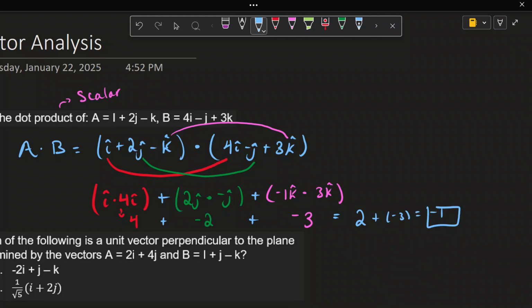And remember, if you get an answer that is a scalar value for a dot product, most of the time you're going to be correct. If you get a vector for a dot product, you know for sure you've done something wrong.